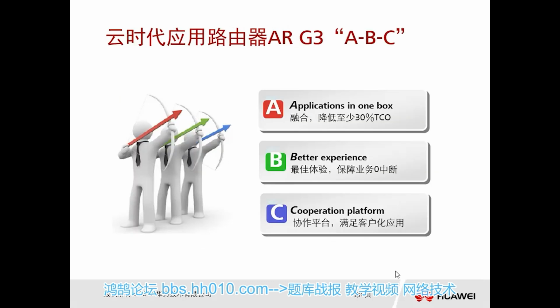Let's have a simple understanding of this. Its product positioning is a router. We know what is being talked about now: no longer a traditional data center, now it is the cloud data center.